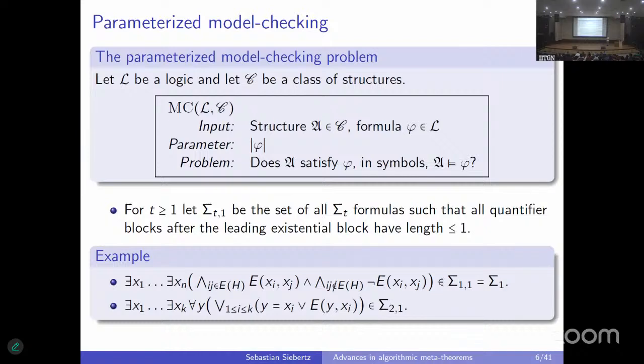So here, in the first example, we have a Sigma_1 formula, just a leading block with no alternation, so we cannot distinguish it. But here, with the long existential leading block and then a single quantifier, this makes it a Sigma_2,1 formula.